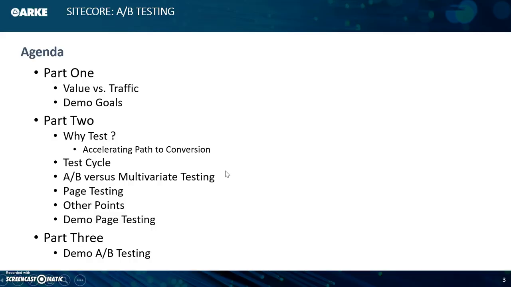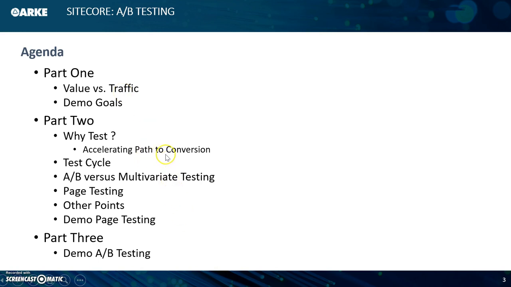As I go to the next slide, we did a part one where we focused on value versus traffic, how that leads to the development of goals in Sitecore, and we demonstrated how to create goals. This was important because when you perform a test, it's against the goals that you're performing the test against to see which variation of the site actually achieves the goals most efficiently. So it was important to have this discussion about goals even before we got into testing.